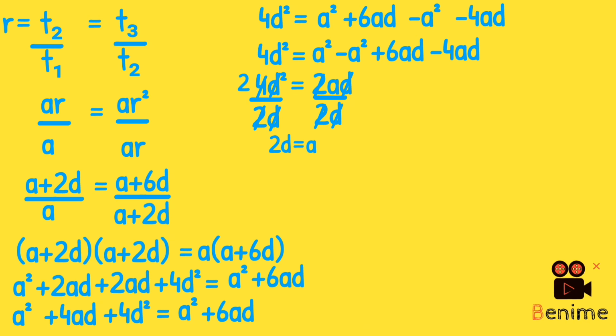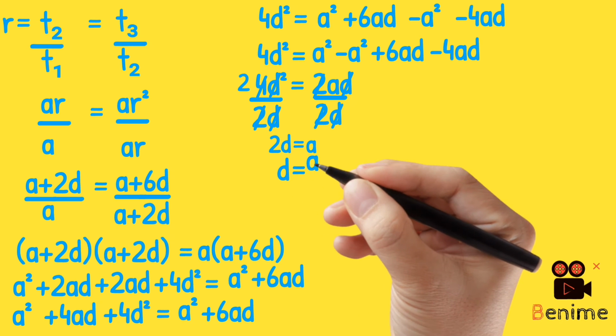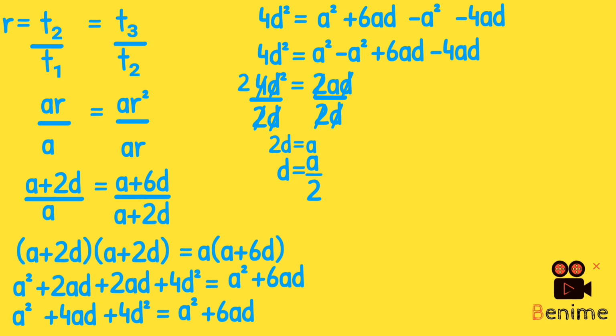You divide both sides by 2. So you have that d is equal to a over 2. So you've gotten an expression for your common difference. You have not gotten your common difference because you don't still know a. D is equal to a over 2.